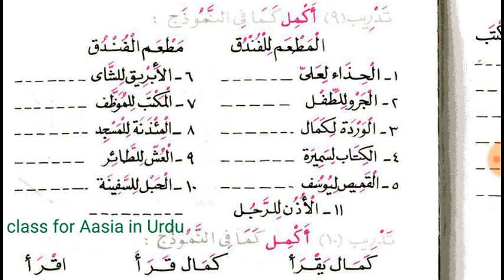Al-wardatu li Kamal. The rose for Kamal. Wardatu al-Kamal. Of Kamal. At the end, we have to put kasra on the Kamal. Wardatu Kamali. The rose of Kamal. So the first sentence, al-wardatu li Kamal, means the rose is for Kamal. In the second sentence, wardatu Kamali, rose of Kamal. Okay, okay.